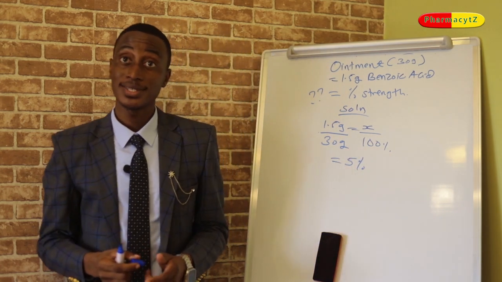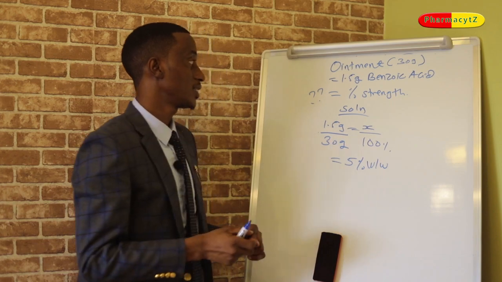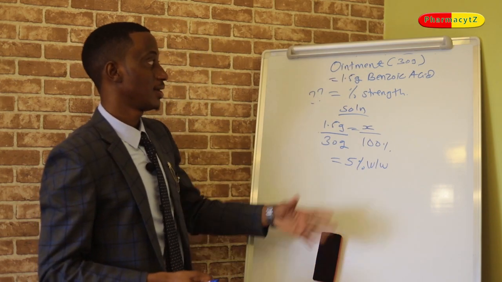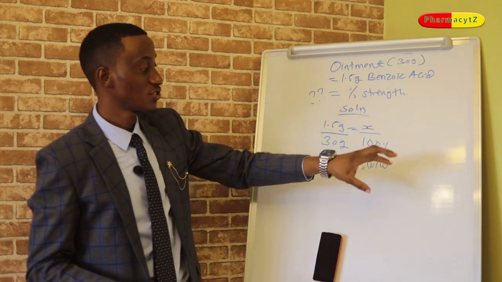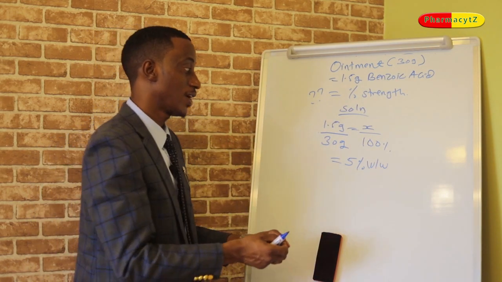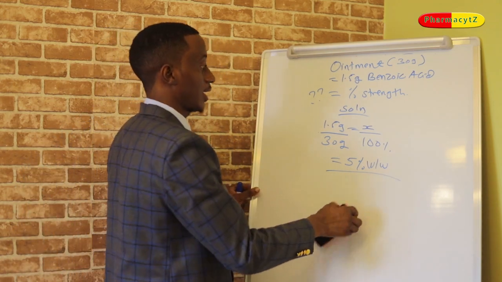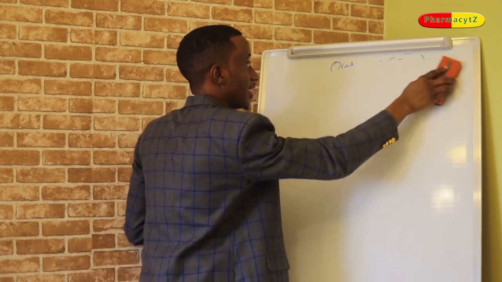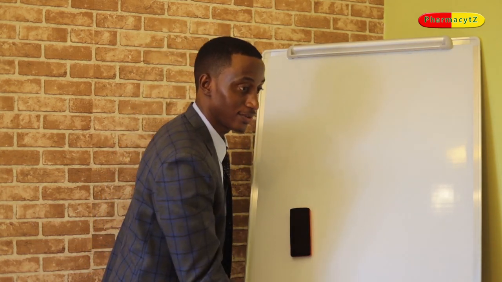But this is not just percent, but percentage weight in weight. Why weight in weight? This was an ointment. Benzoic acid in terms of powder, and the ointment base in terms of powder. This makes weight dispersed in weight. So the final percentage strength is 5% weight in weight. Okay, let's quickly check the next question. This is a quick revision.